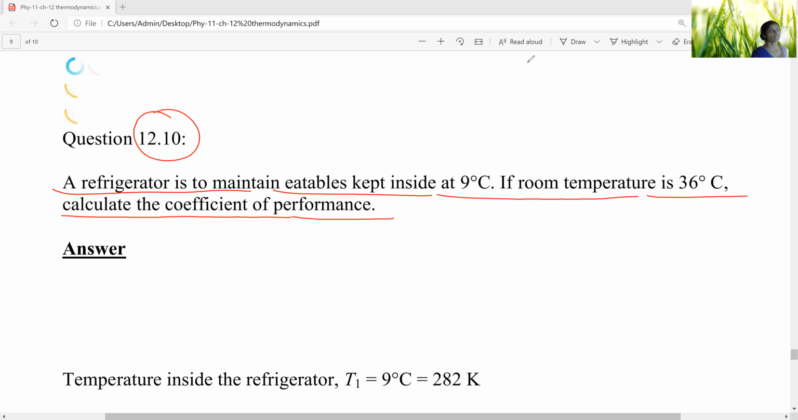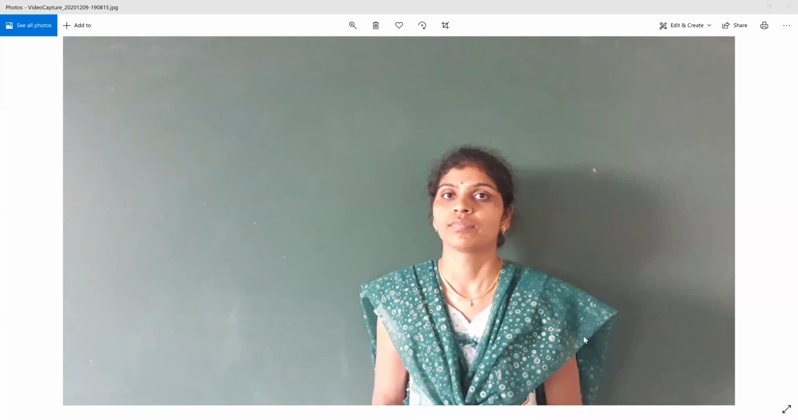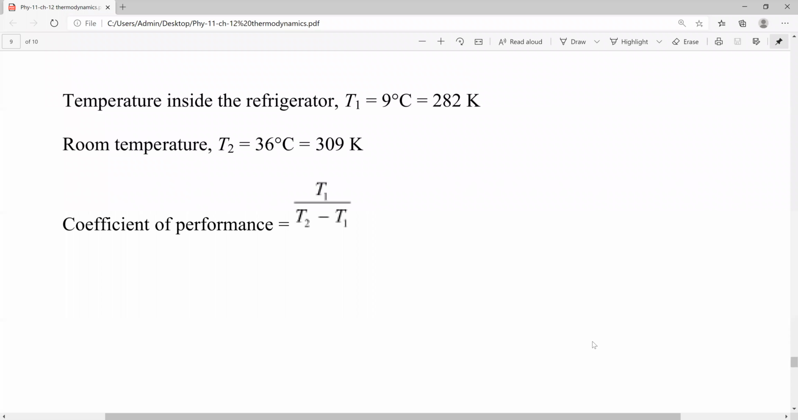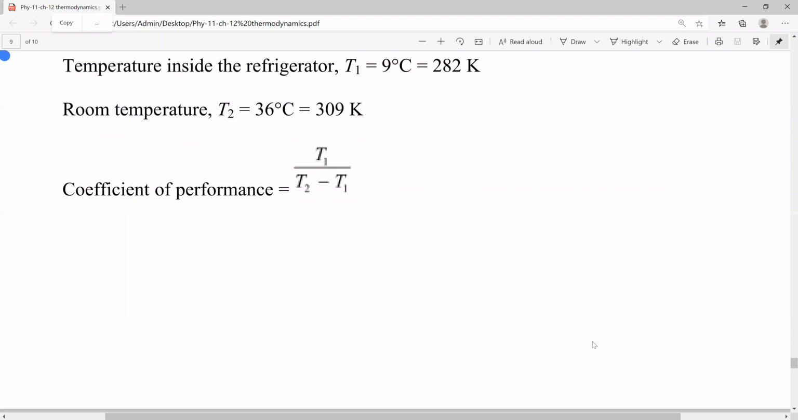So let us solve that. The coefficient of performance is calculated using the formula T1 divided by T2 minus T1. From the question, the temperature inside the refrigerator T1 is 9 degrees Celsius. Converting to Kelvin, we get 282. Room temperature T2 is 36 degrees Celsius, which in Kelvin is 309.